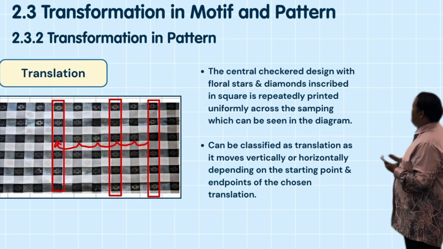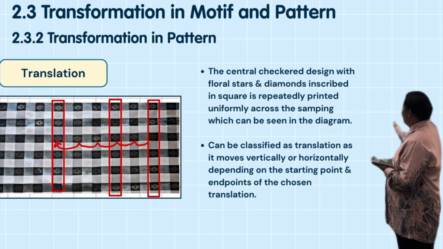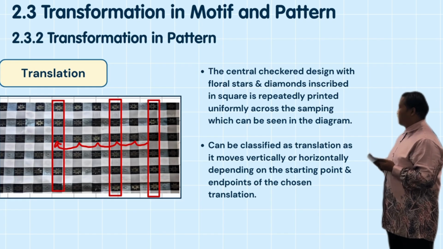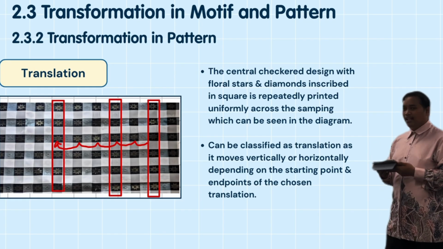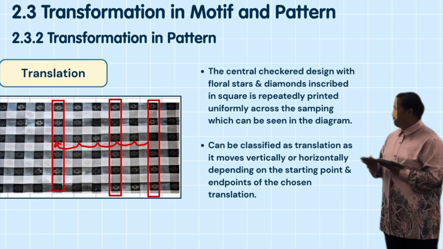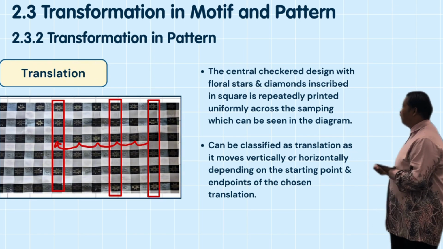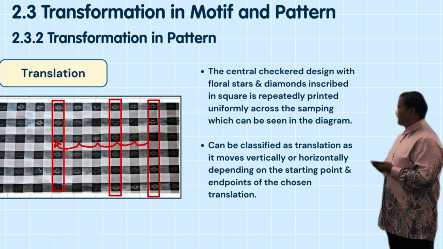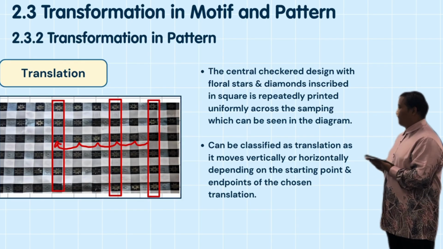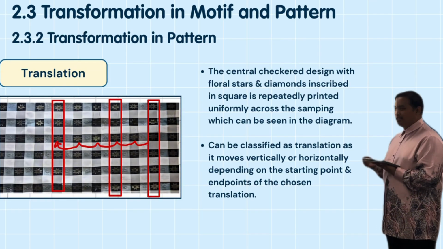Next, we move to the transformation in pattern. So first, we have the translation. As we can see in our sampling, the central jacket design with floral stars and diamond inscribed in square is repeatedly printed uniformly across the sampling, which can be seen in the diagram. It can be classified as translation as it moves vertically or horizontally depending on the starting point and the end point of our chosen translation.